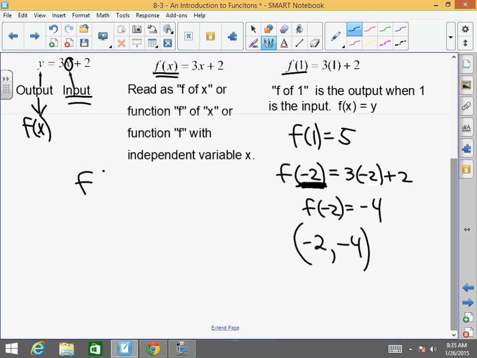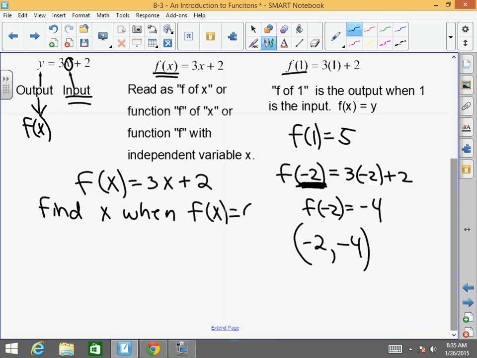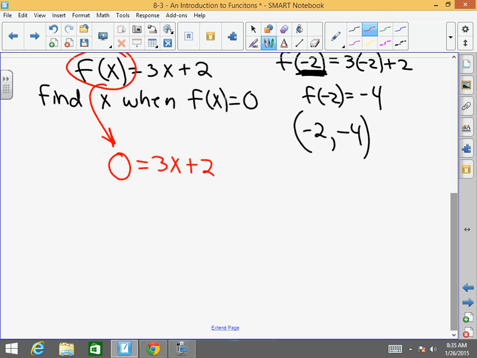What if for this same function, I say to you, find x when f of x equals 0. Am I replacing the x with 0 there? No. I am replacing the f of x with 0. That means y equals 0. So I'm solving for x in this case. Negative 2 equals 3x divided by 3. So x would be negative 2 over 3.